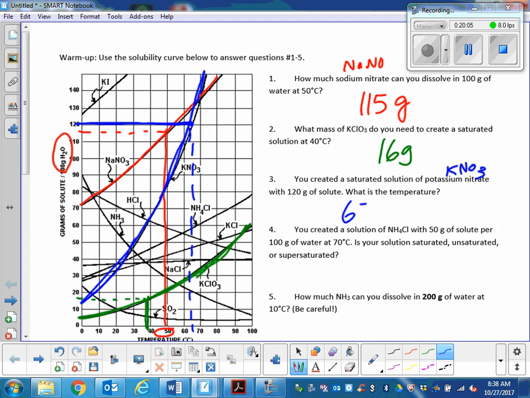65 looks about right. Kids tell me 64, kids tell me 66. Everybody's going to get it right. The next one is the estimated digit.